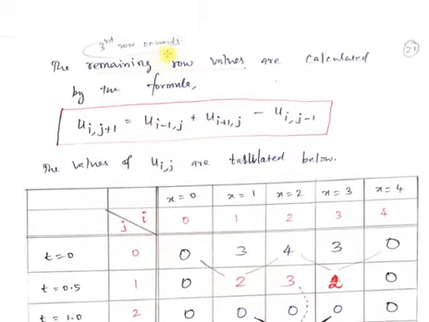The third row and onwards, the remaining row values are calculated by the formula u of i comma j plus 1 equal to u of i minus 1 comma j plus u of i plus 1 comma j minus u of i comma j minus 1. The values of u of i comma j are tabulated below.